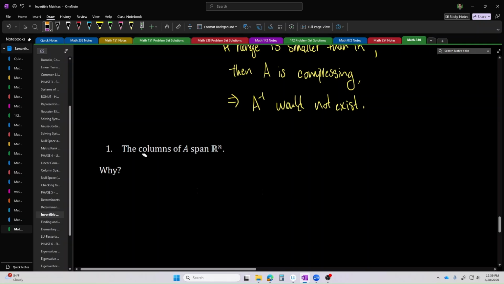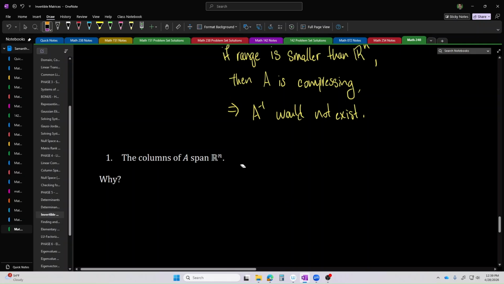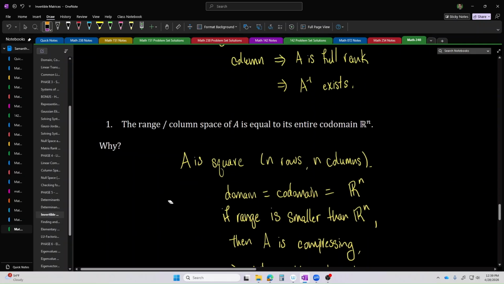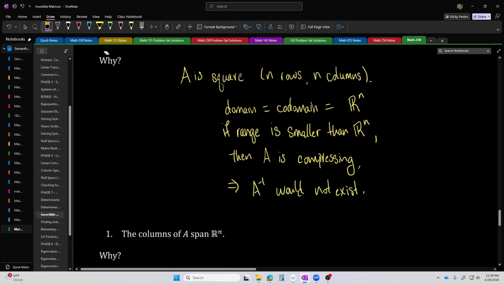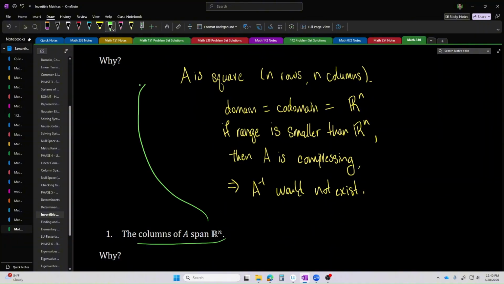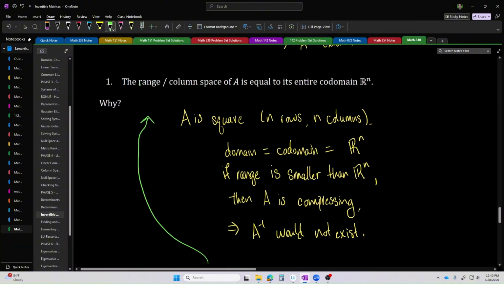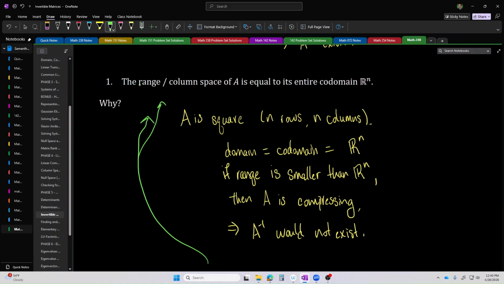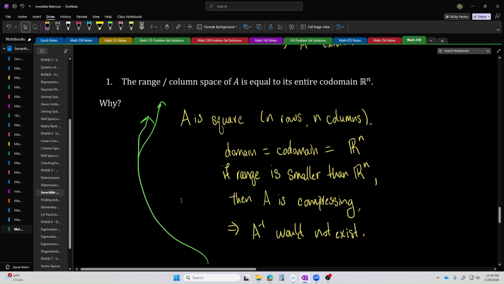When we say that the columns of A span Rn, that's really just another way to phrase the property that we have said up here. The column space is everything that is spanned by the columns of A. The columns of A span Rn. That's the same as saying that the column space of A is equal to Rn. So this is just another phrasing of this property.